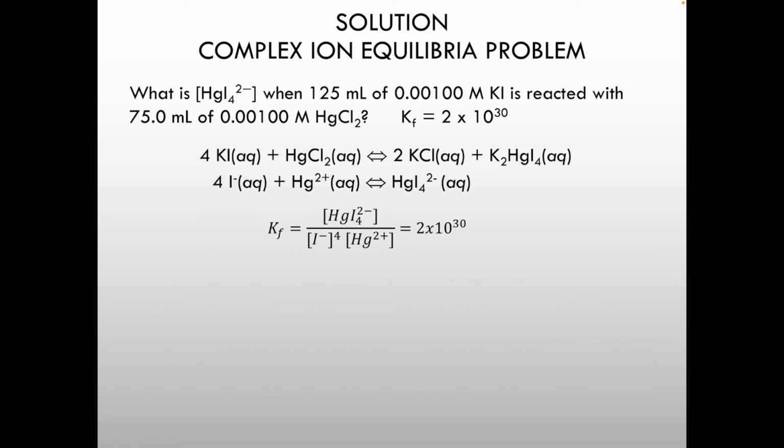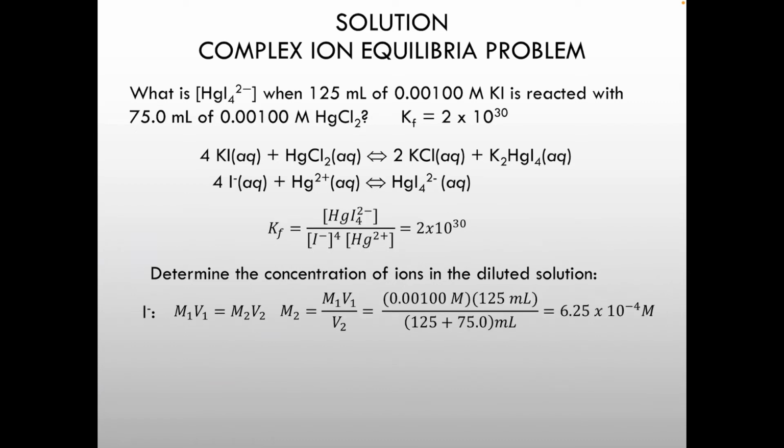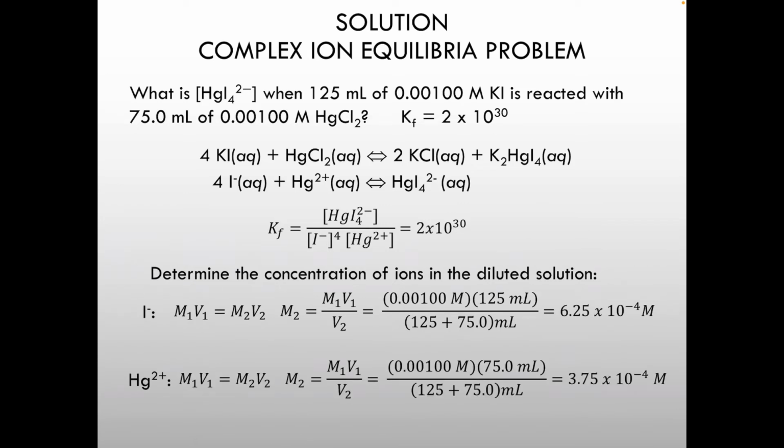So from there, we can write our Kf expression. It's always going to be our complex ion over the metallic ion and the ligand. Our ligand in this case is our iodine. Okay, and we have our Kf value. So again, we're going to do exactly what we did before. We're going to determine the concentration of our ions in the diluted solution. So again, that's going to be our M1V1 equals M2V2, and so we can calculate that out. So that'll be our concentration of our iodine, and we can do the same thing for our mercury. Okay, once we have those diluted concentrations, we can use them in an ice table.